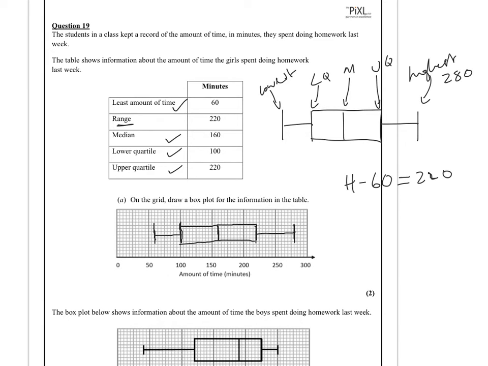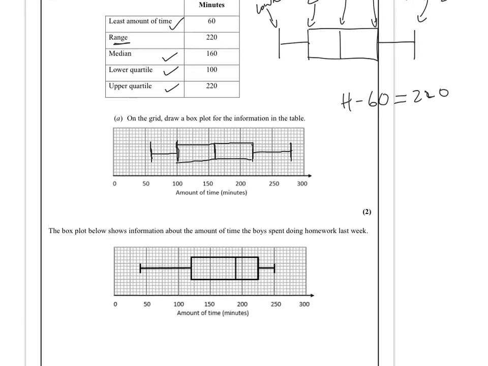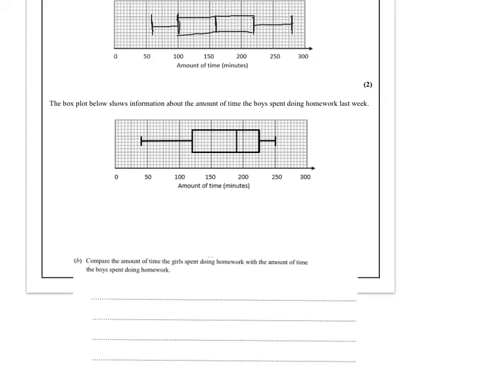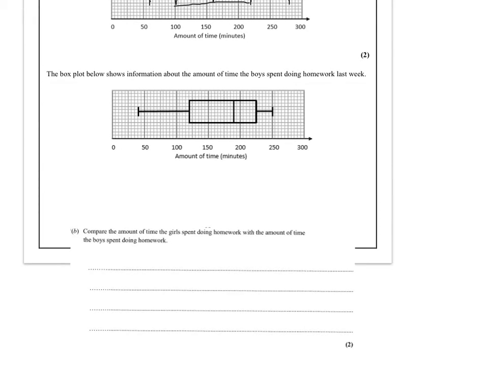Now let's move on to the second part of the question. It says the box plot below shows information about the amount of time the boys spent doing homework last week. The question asks us to compare the amount of time the girls spent doing homework with the amount of time the boys spent doing homework. So from this we're going to have to work out all the times. So the least amount of time here is 40.